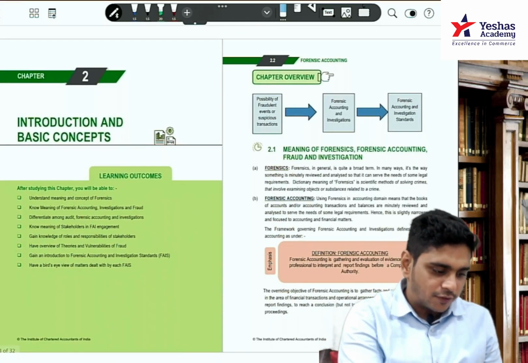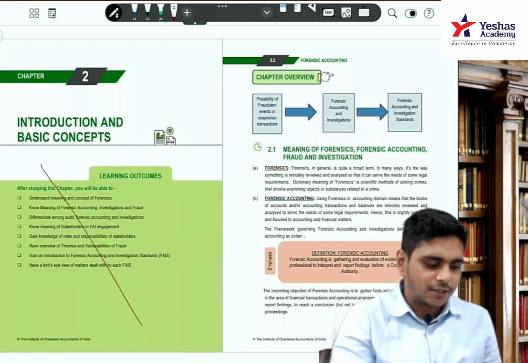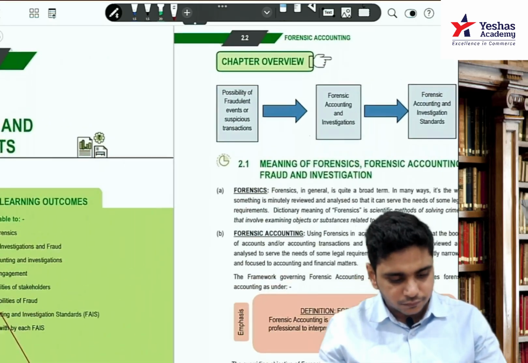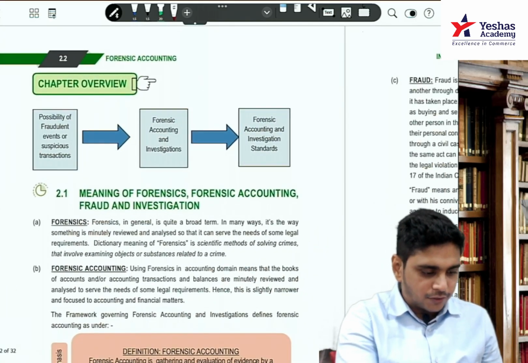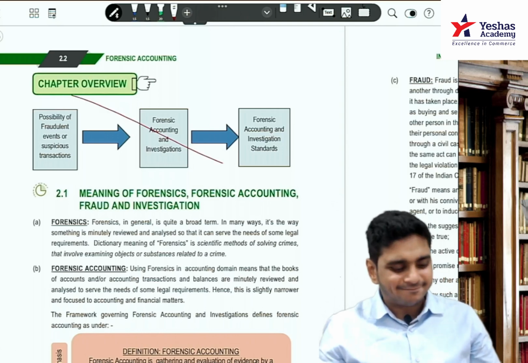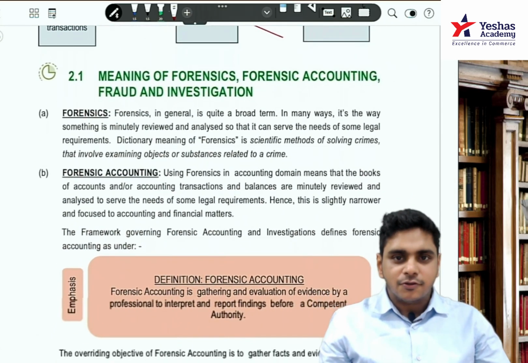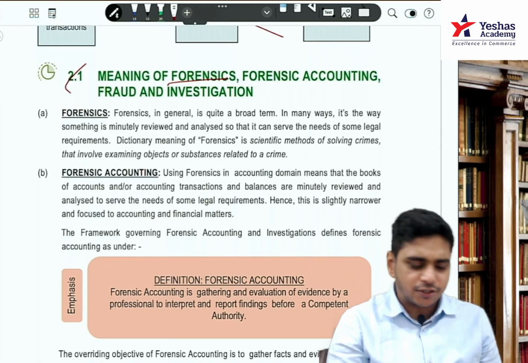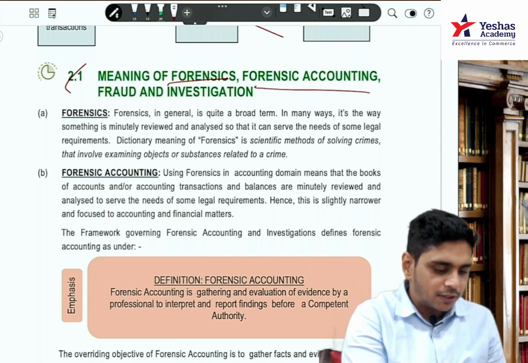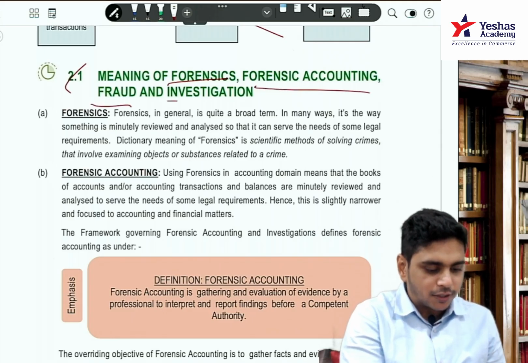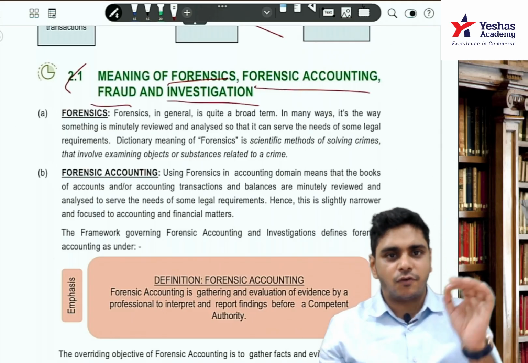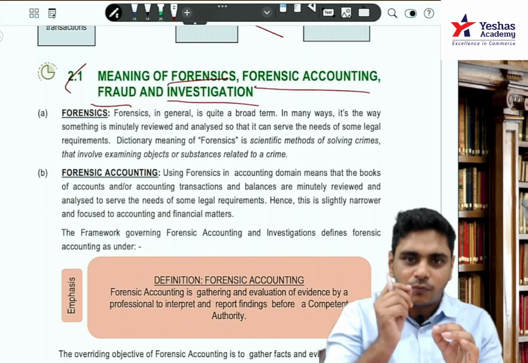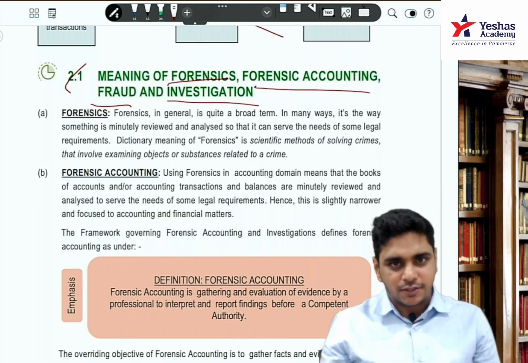So as usual, the first page, this is your cut. Now chapter overview, cut. So we start with the concept called as meaning of forensics. This is a definition. What is forensic accounting? What is fraud and what is investigation? So there are four definitions: forensics, forensic accounting, fraud and investigation.